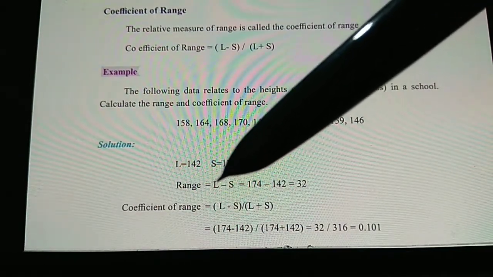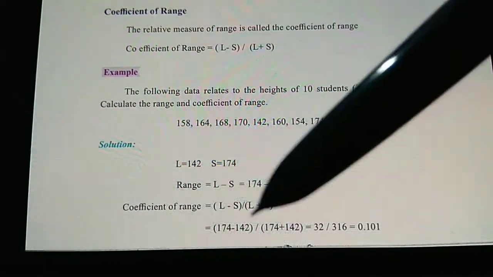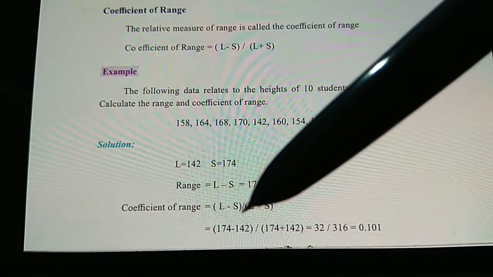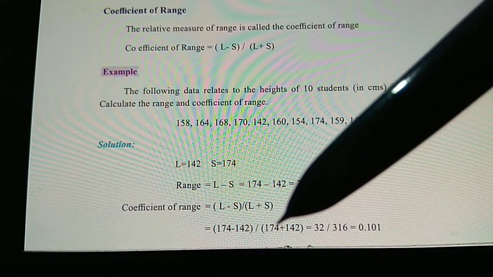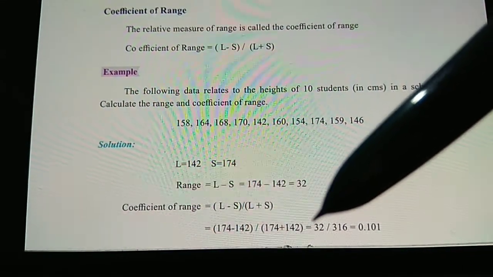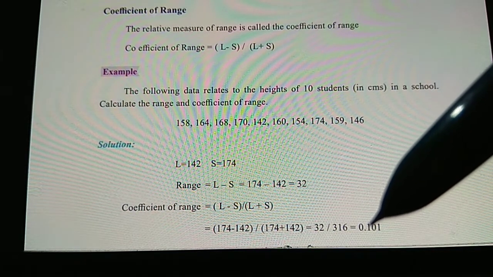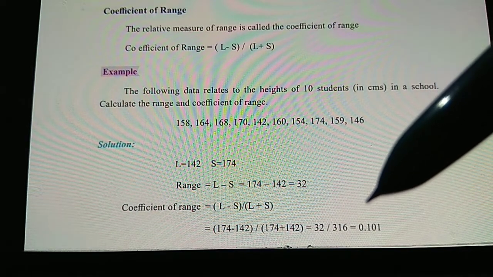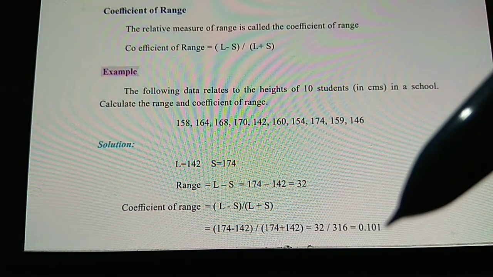The coefficient of range equals L minus S divided by L plus S. The L value 174 minus S value 142, divided by 174 plus 142. That is 32 divided by 316, which equals 0.101. That is the coefficient of range value.